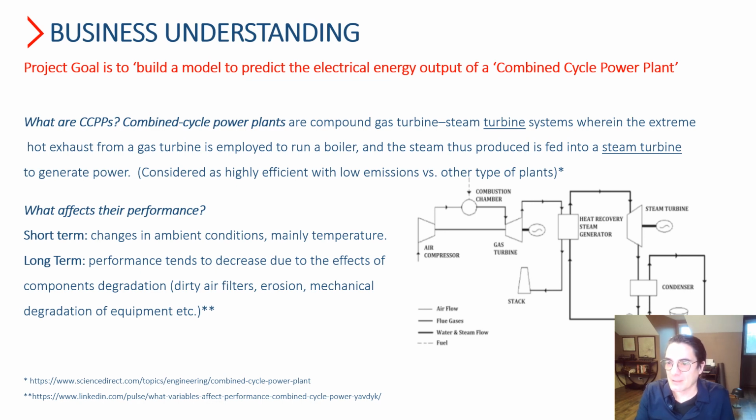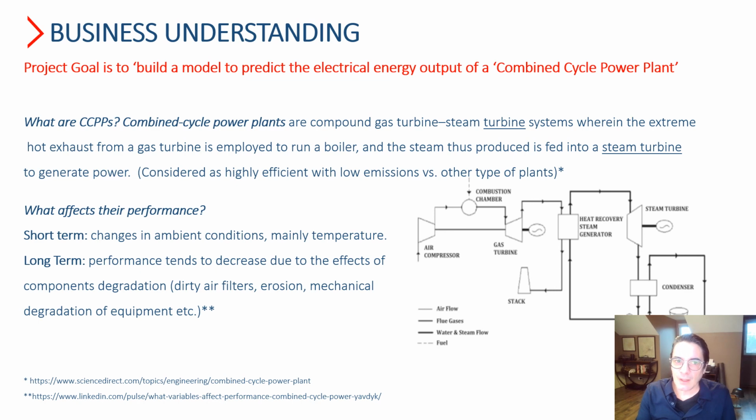Well, they're basically systems of turbines that generate power or electricity and happen to be very efficient and also more ecological than other types of plants. Now here it was also important to understand the different factors that can influence the power that is being generated, and they're basically classified in two groups: short-term, that have to do more with the ambient conditions, and this is what this case is going to be about. But there are also some long-term effects, such as component degradation and erosion, for instance.